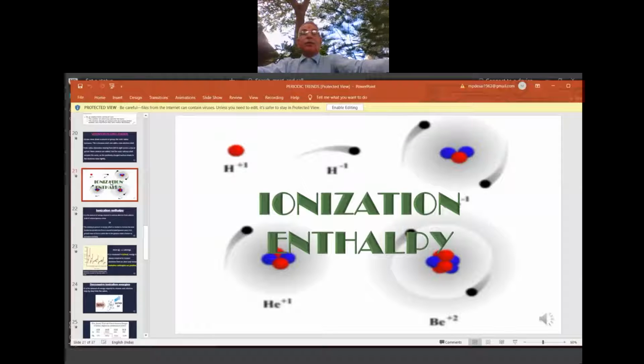Because earlier sodium was having 11 protons, 11 electrons. Now after losing one electron, 11 protons are intact in the nucleus. But outside we have only 10 electrons. So protons are more than electrons by 1. That means positive charge is more than negative charge by 1.